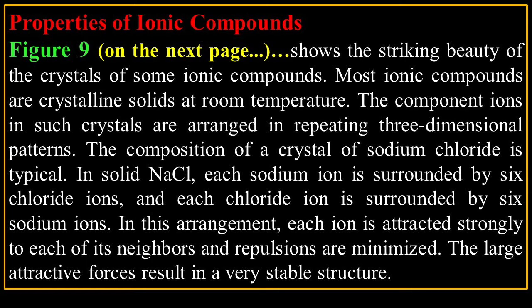Most ionic compounds are crystalline solids at room temperature. The component ions in such crystals are arranged in repeating three-dimensional patterns. The composition of a crystal of sodium chloride is typical. In solid NaCl, each sodium ion is surrounded by 6 chloride ions, and each chloride ion is surrounded by 6 sodium ions. In this arrangement, each ion is attracted strongly to each of its neighbors and repulsions are minimized.